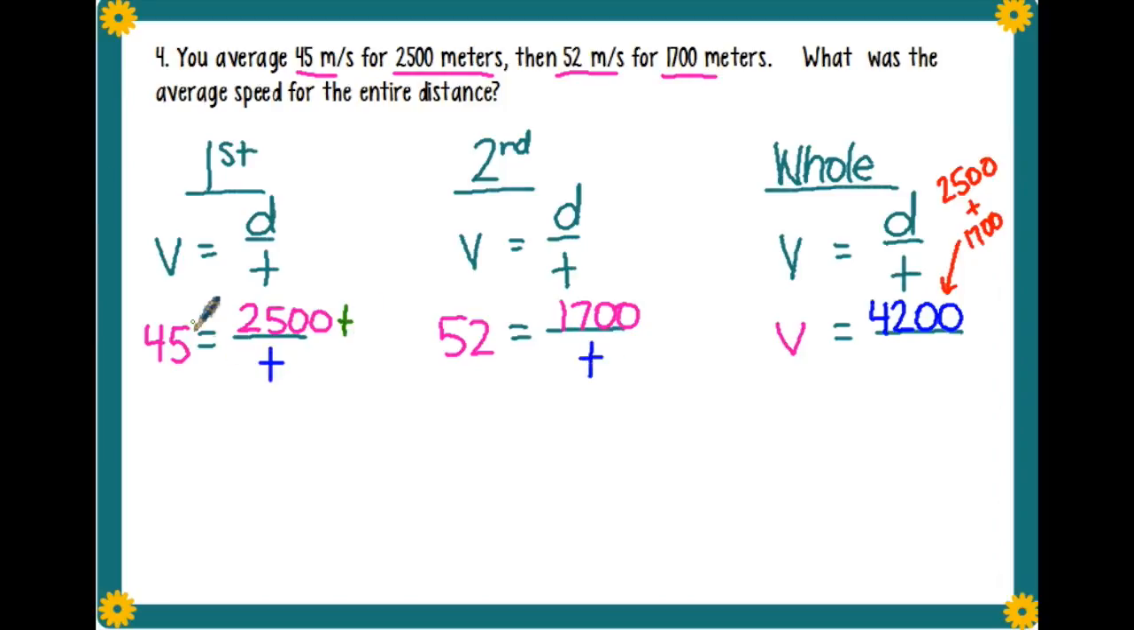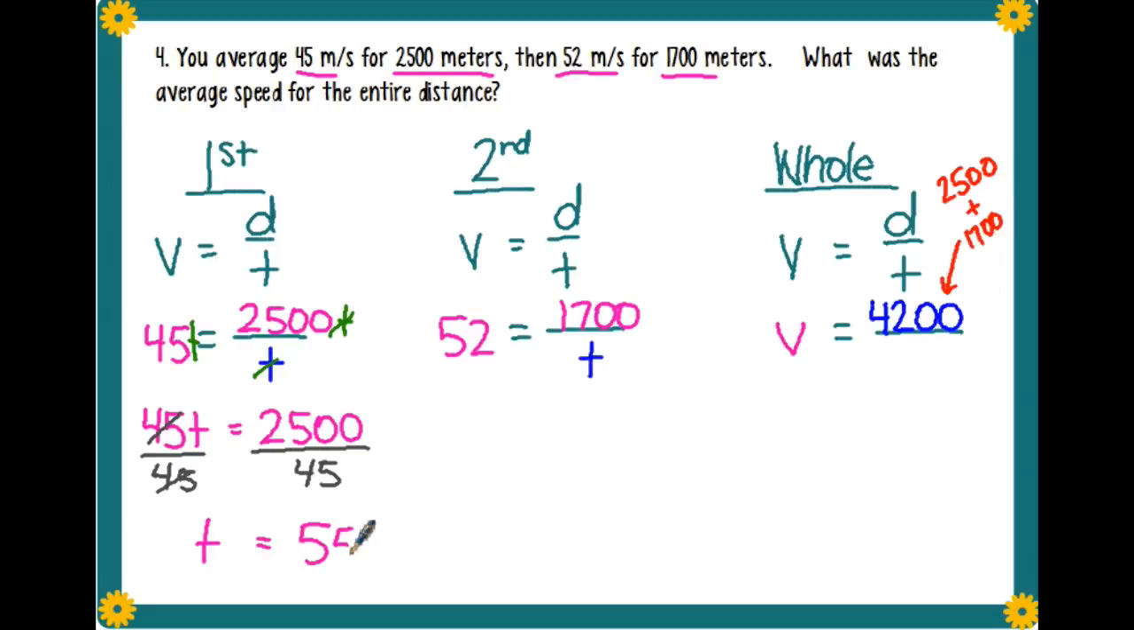I'm going to cross multiply, or think of it as multiplying both sides by t. So 45t equals 2,500. To get the t by itself, I'm going to divide both sides by 45. So my time for the first part of the trip is 55.6 seconds.